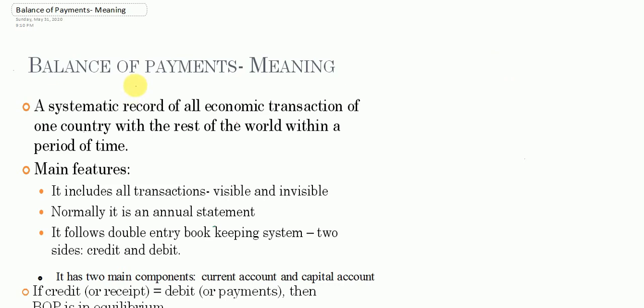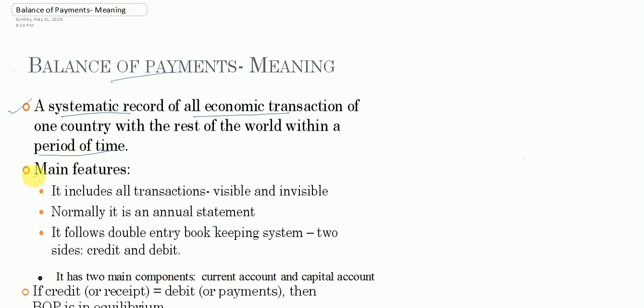Let us first discuss the meaning of balance of payments. Balance of payments is a systematic record of all economic transactions of one country with rest of the world within a period of time. So in this definition, the main keywords are a systematic record, all economic transactions, and the period of time. You need to take care of these keywords while defining balance of payments.